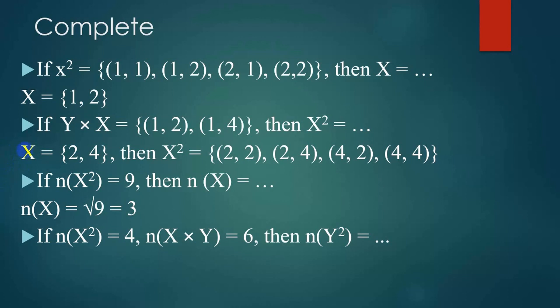But we are given that n(X cross Y) equals 6. We can conclude that n(Y) equals 3, because 2 times 3 gives 6. So the number of elements of the set Y is 3 elements. Now the number of elements of Y2 will be 3 squared, which is 9. Okay.